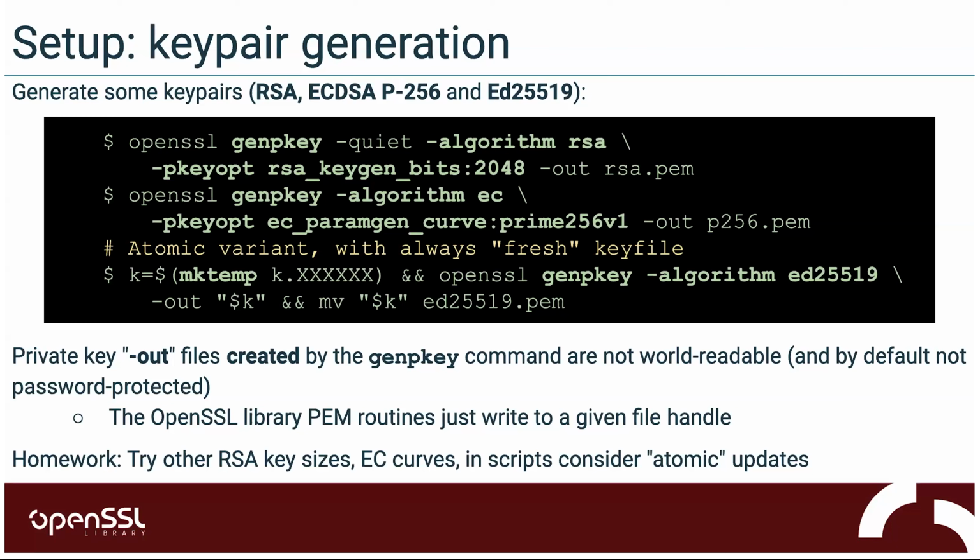Private key files created by the genpkey command are automatically created not world readable. Of course, unless the file is already there and has the wrong permissions, then it will be written to as it is. So it's another reason to write the files atomically, so that you'll be sure that the files have the right permissions. I also want to note that if you're writing C code to create keys, then the responsibility for ensuring the file permissions is yours. The library isn't in the business of setting the file permissions for you.